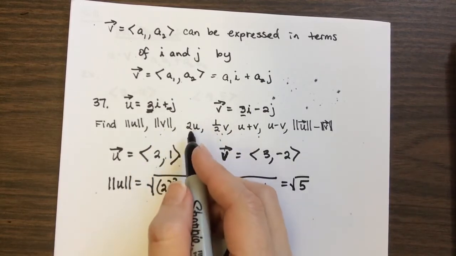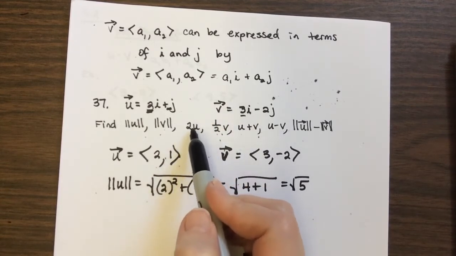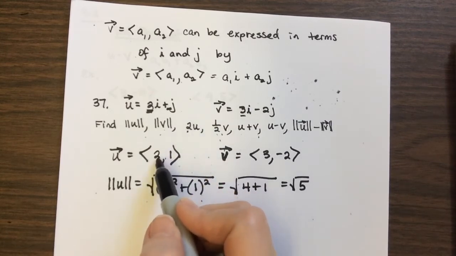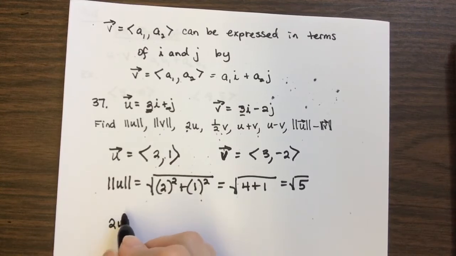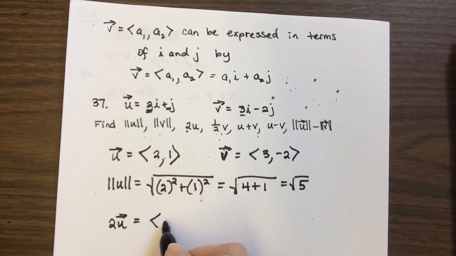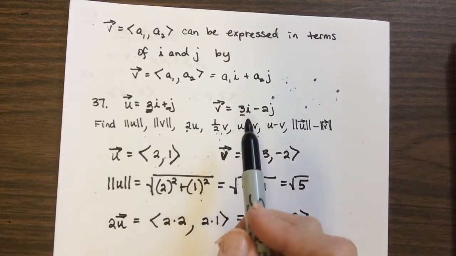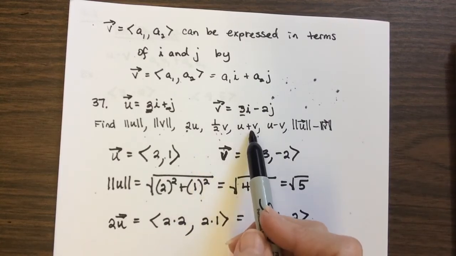2u. We haven't really talked about this, but when you've got a constant and you're multiplying, that's scalar multiplication: you just multiply that number by both of your components. So 2u would equal 2 times 2 and 2 times 1, or 4, 2. This is just scalar multiplication. Same thing with this: I'm going to multiply both of my components in v by 1/2.